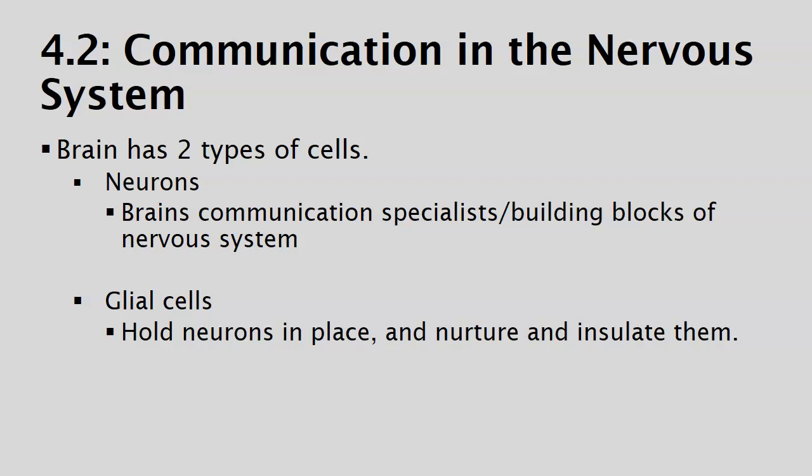But we also need to at least acknowledge the role of glial cells because they used to be largely ignored. We used to think that they were just glue that held the nervous system together, and in some way that's not wrong because they do hold neurons in place, but they have a more sophisticated role than that. They also nurture and insulate them. So we do need to acknowledge the role of glial cells in the nervous system because they do serve an important function.